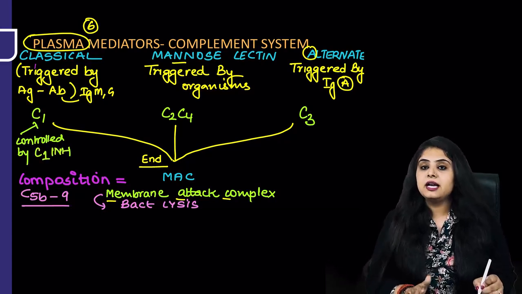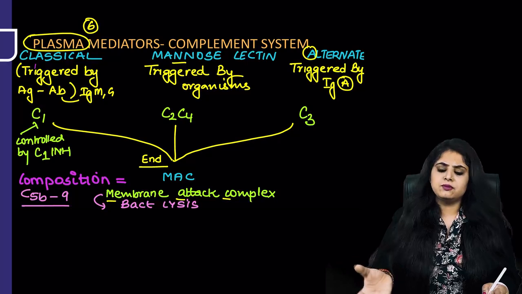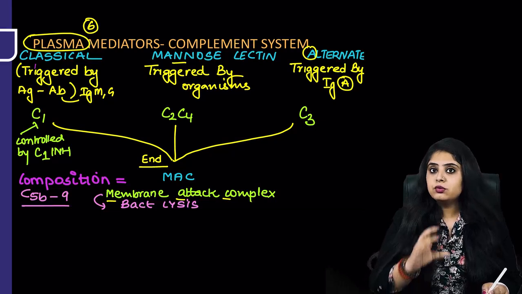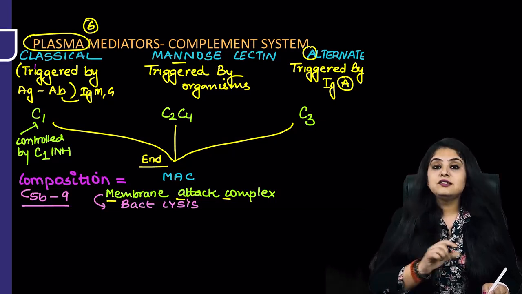Normally I control it, that I don't want it to occur all the time. When bacteria will come, then we will start this pathway. Till then, please keep it stopped. So who keeps that check? Who keeps that stop? It is C1 inhibitor.